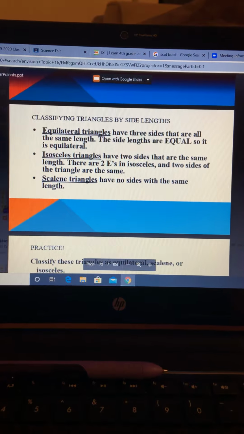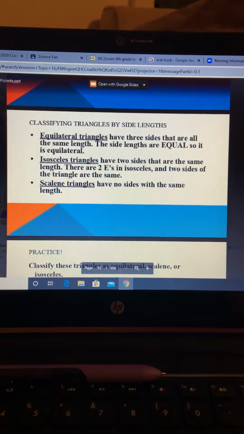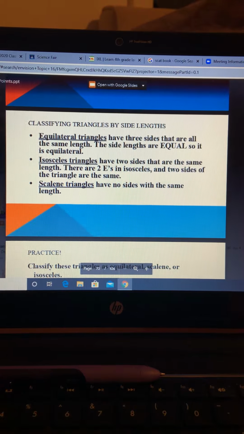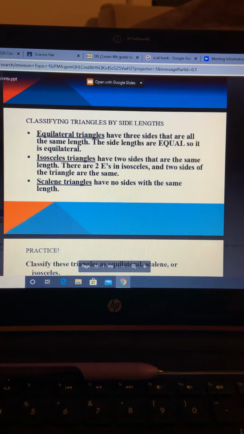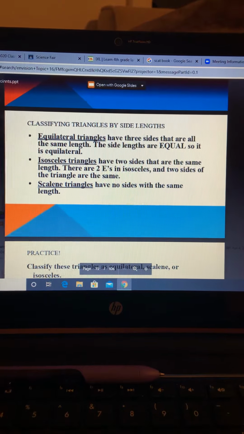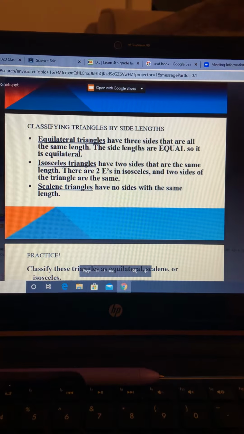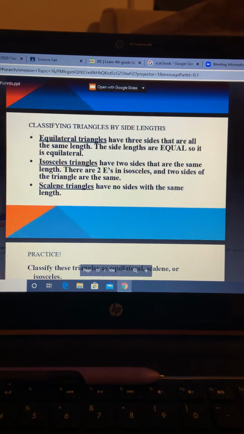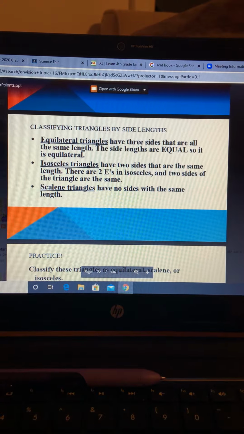Refresh your memory on the definitions for their lengths. Equilateral has three sides that are all the same length. The sides are equal, so it is equilateral. See how they've got that word in there? Equal and equilateral. Isosceles triangles have two sides that are the same length.